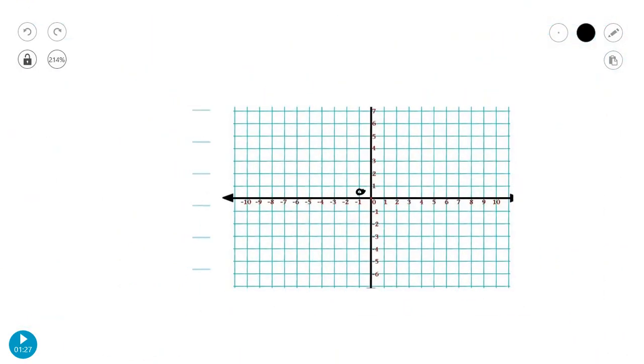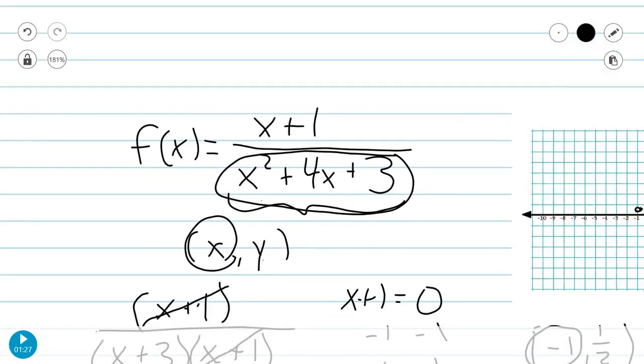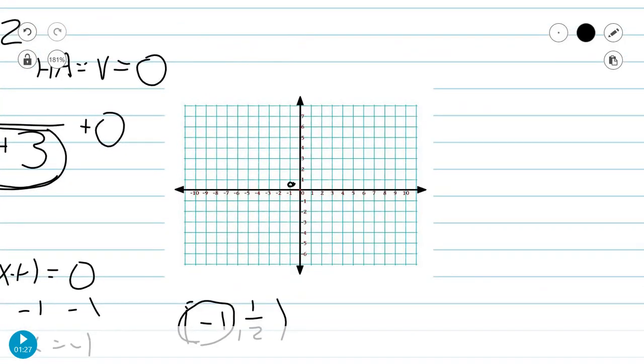Okay, so now I can go through and do the rest of the graph if I want to, just to see how this lines up. So I already know from comparing the degree of the top to the degree of the bottom that my horizontal asymptote is going to be equivalent to the vertical shift. That's because the degree of the top is less than that of the bottom. So my horizontal asymptote, in this case, is equal to my vertical shift. Because there's no value added or subtracted outside of the fraction, my horizontal asymptote is just 0. So I'm going to change colors here so it's a little easier to see. So this is my horizontal asymptote.